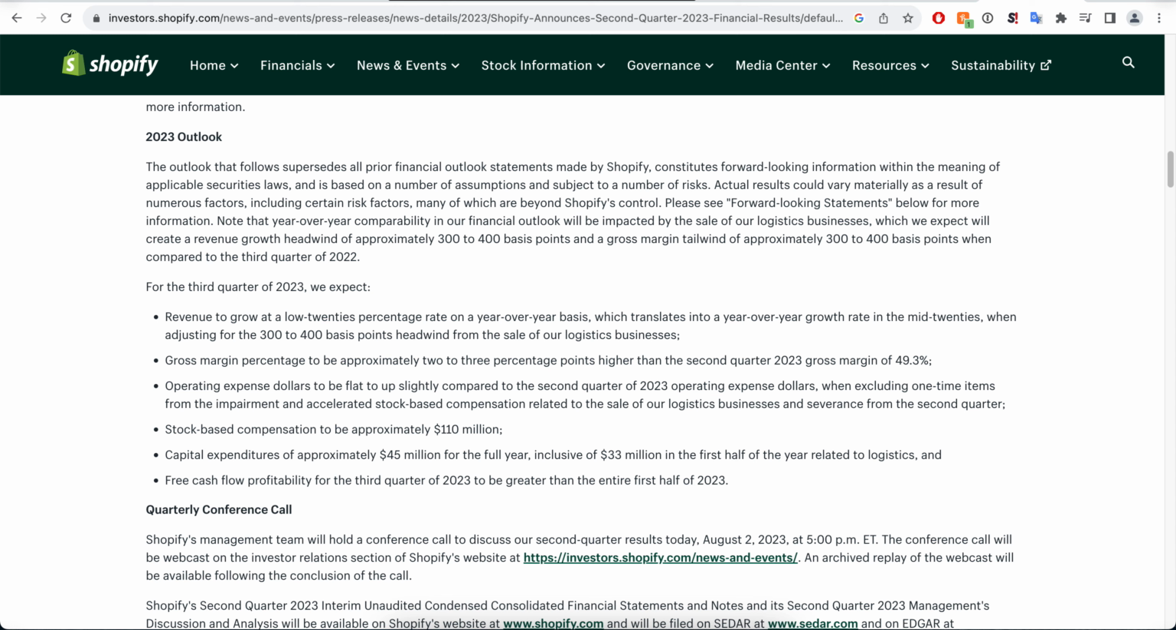And also, free cash flow profitability for the third quarter to be greater than the entire first half of 2023, which is lovely to see. So pretty nice things here projected for Shopify. We'll see whether they will actually happen, but the outlook looks pretty interesting.